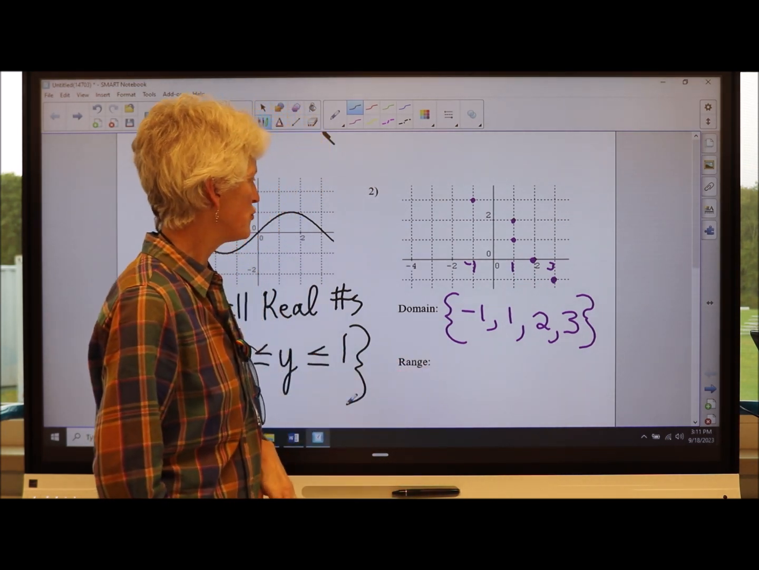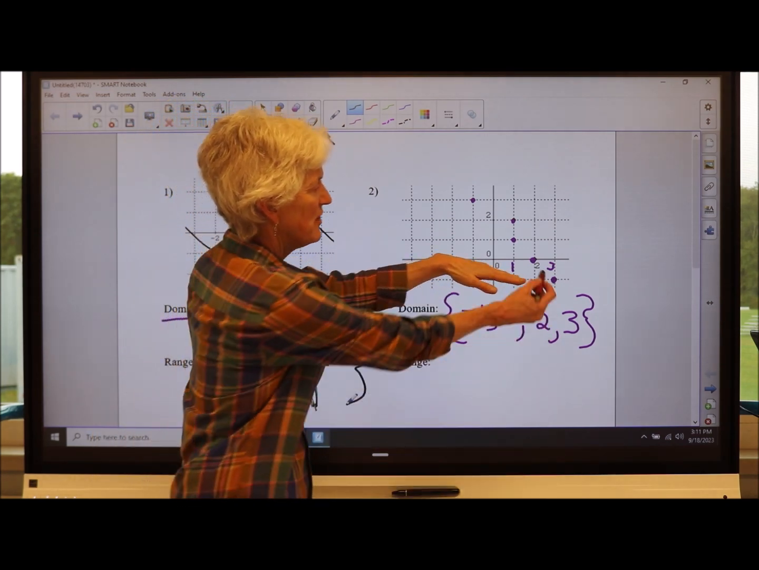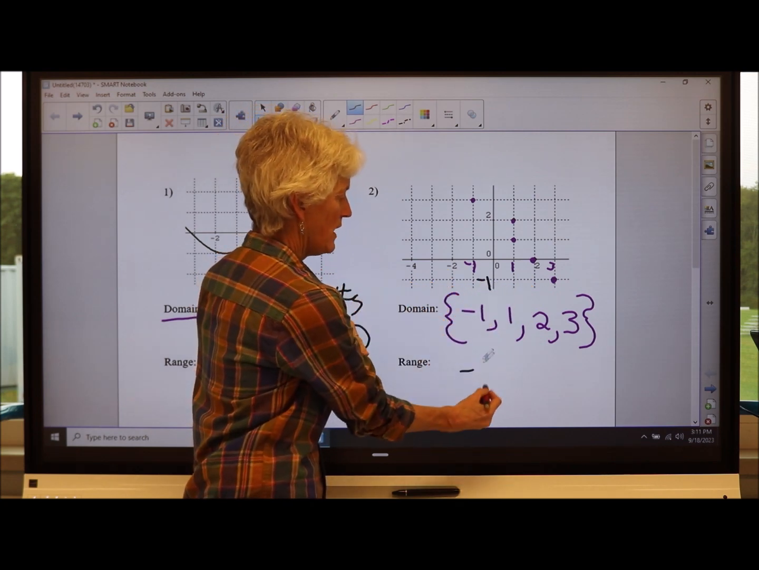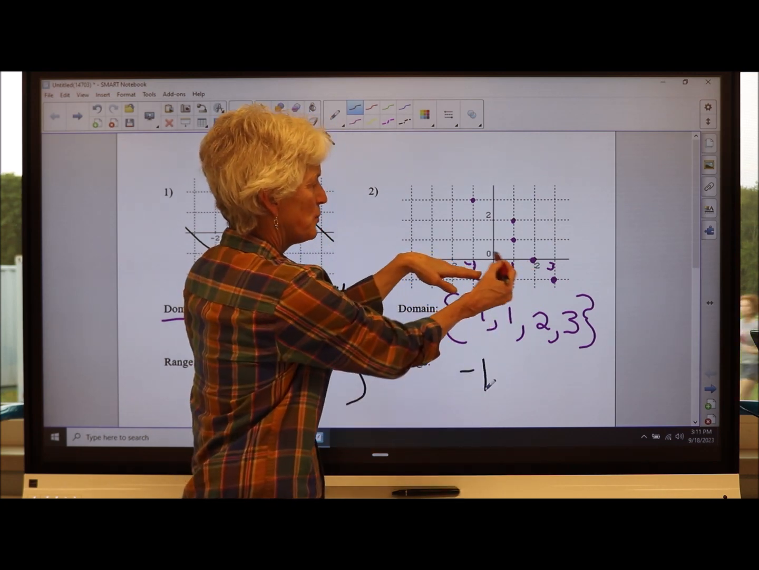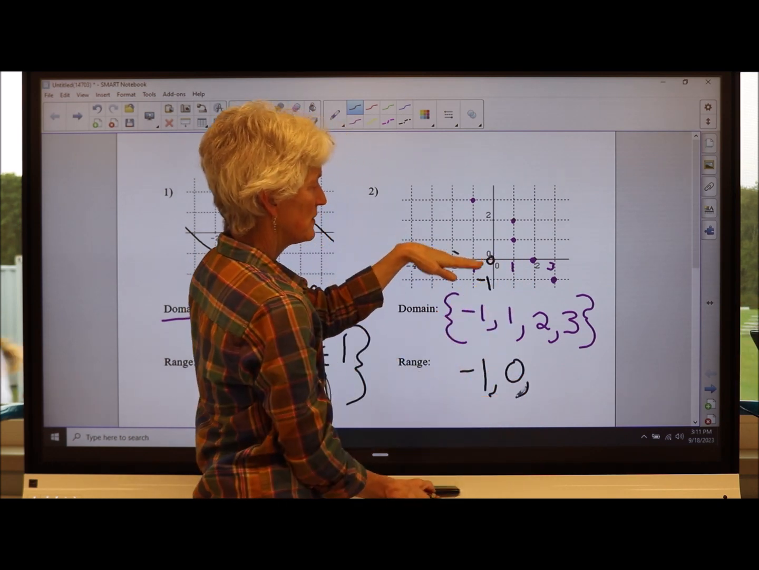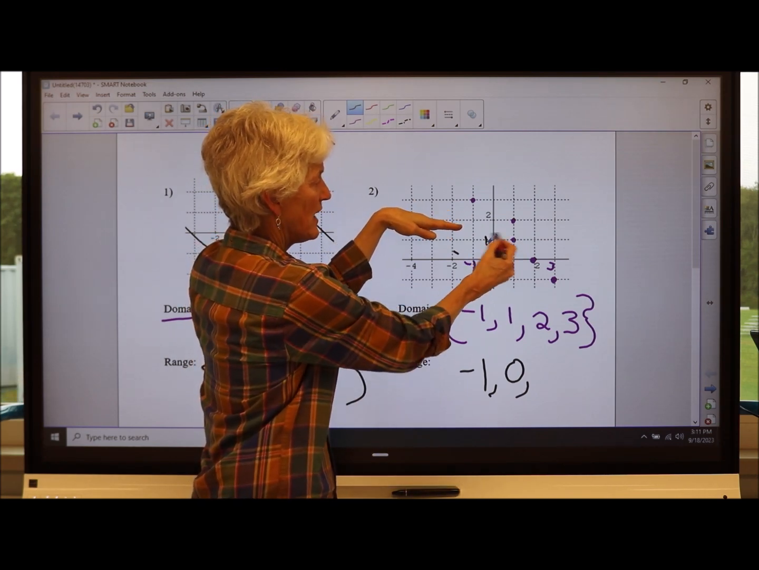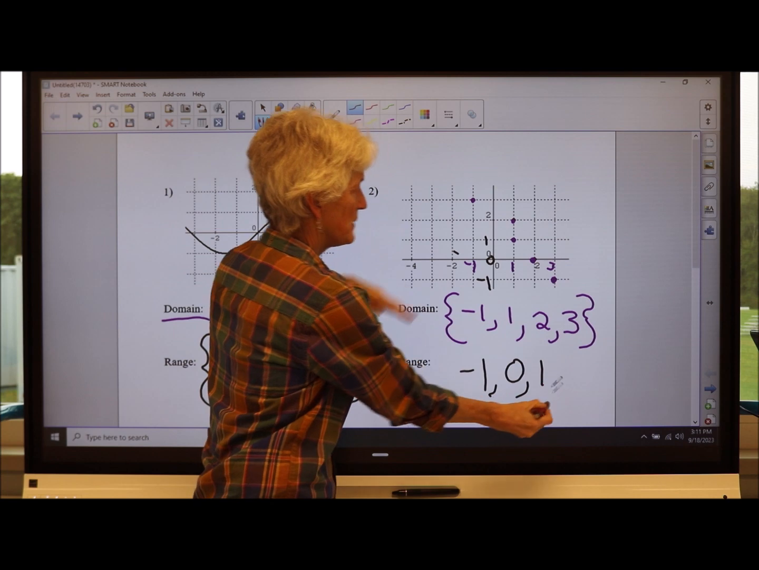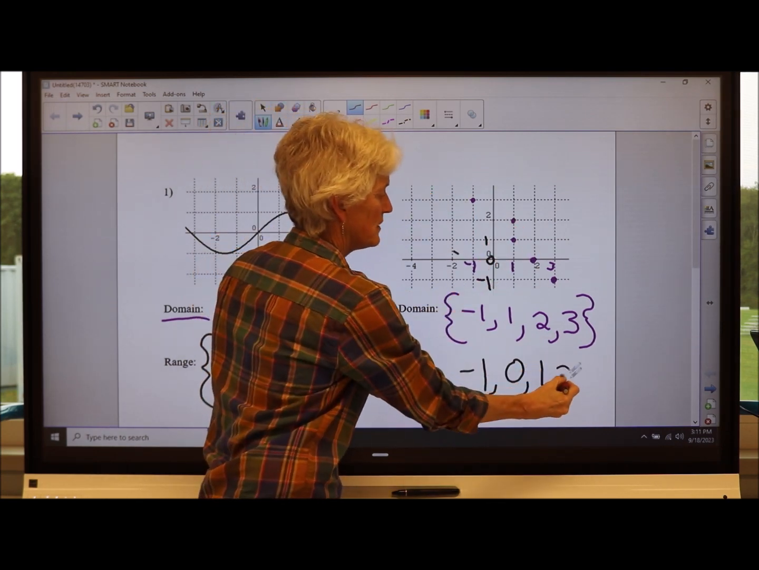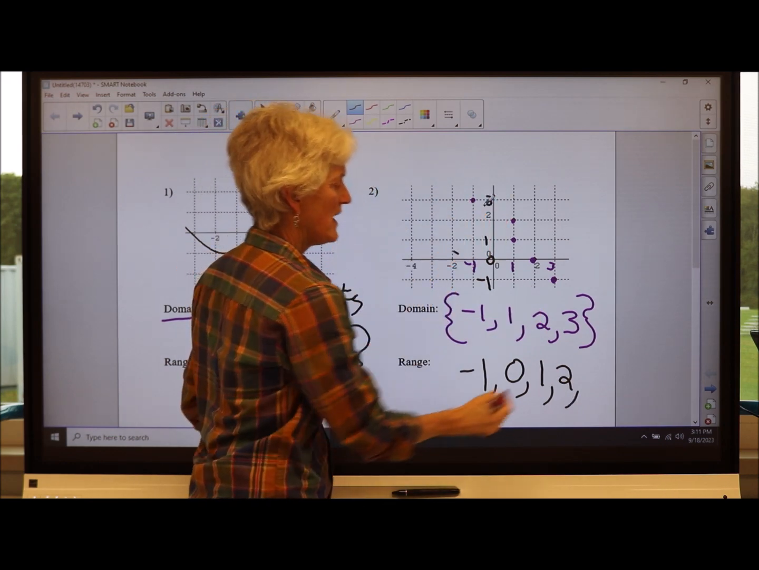What would my range be? Well, my range would be all the y values. So it looks like this has a y value of -1, so -1 is in my range. This point right here looks like it has a y value of 0, so 0 is in my range. This point right here has a y value of 1, so 1 is in my range. This point has a y value of 2, so 2 is in my range. And finally, this point right up here has a y value of 3.